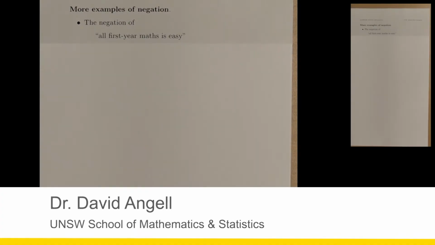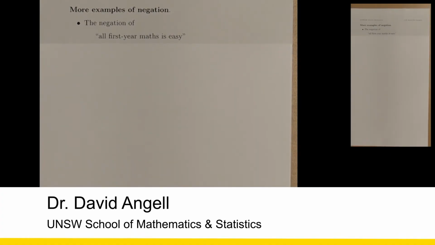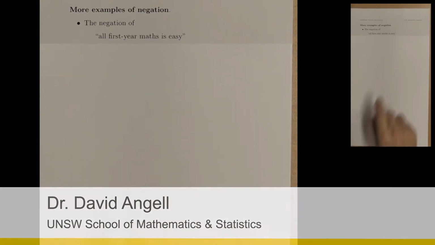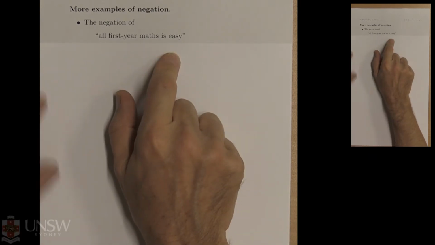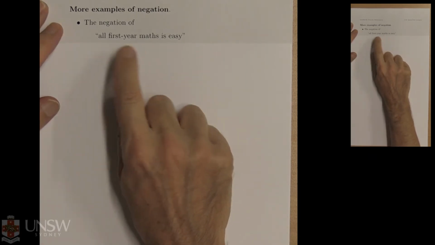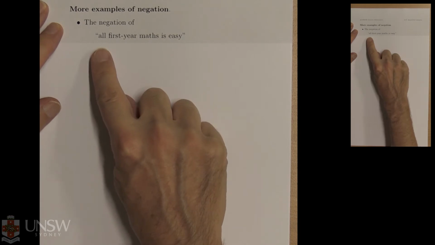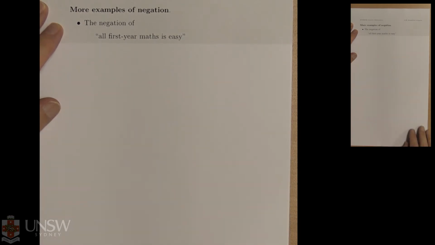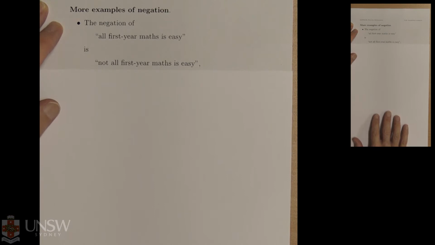We've been looking at quantifiers, we've been looking at negation. Now let's look at both of them together. Suppose I have a statement like this: all first year maths is easy. That involves a quantifier. Supposing you don't agree with that, and you want to express the negation of that. Well, we can say that very simply, just by saying not all first year maths is easy.